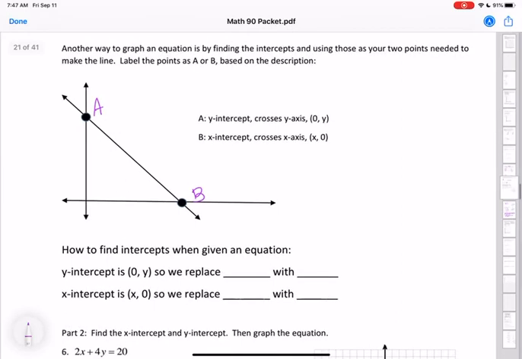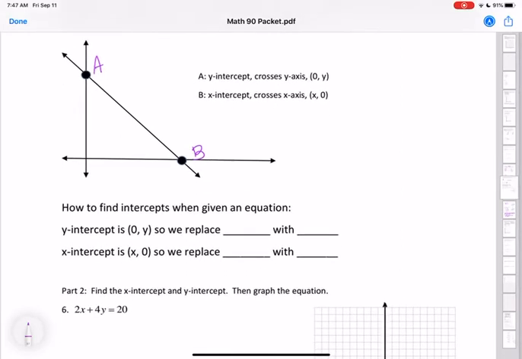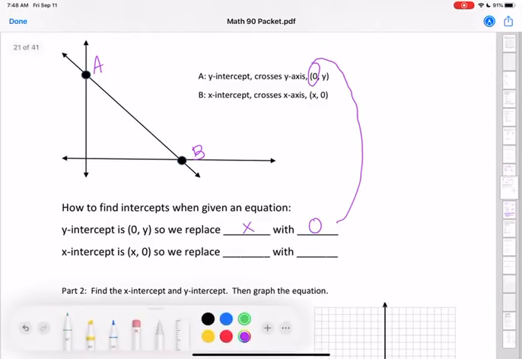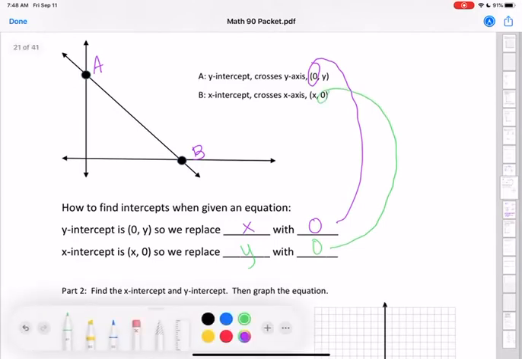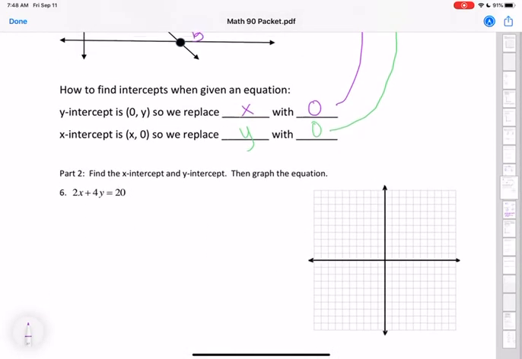The y-intercept is 0, y, right? That's what we just said up above. So we replace the x with 0. So you can see, let me try to draw a line here and show you. Every time you're finding that y-intercept, x is 0. If you're going to go and find the x-intercept, where x is 0, we replace y with 0. So you can see every single time y is 0. Okay, so we're going to use that as our new method of graphing.